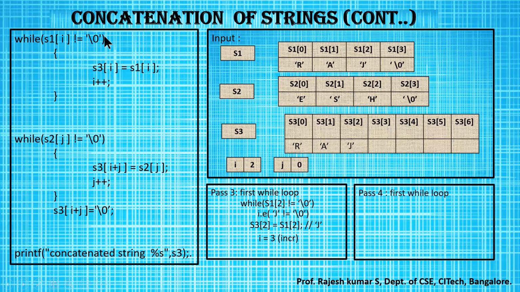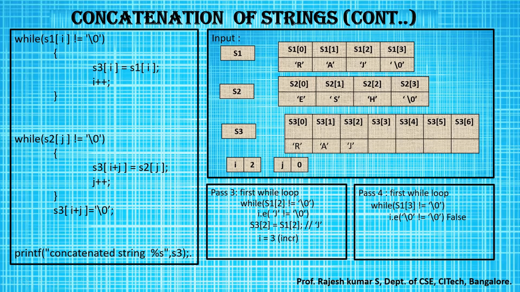Again, the looping takes place. In the fourth loop, we are checking S1 of 3 not equal to null. What is S1 of 3? Null. So is null not equal to null? False. The condition is false. By this, we tell that we have finished reading the S1 array. We have completed reading the S1 array. When the condition becomes false, we'll come out of the while loop.